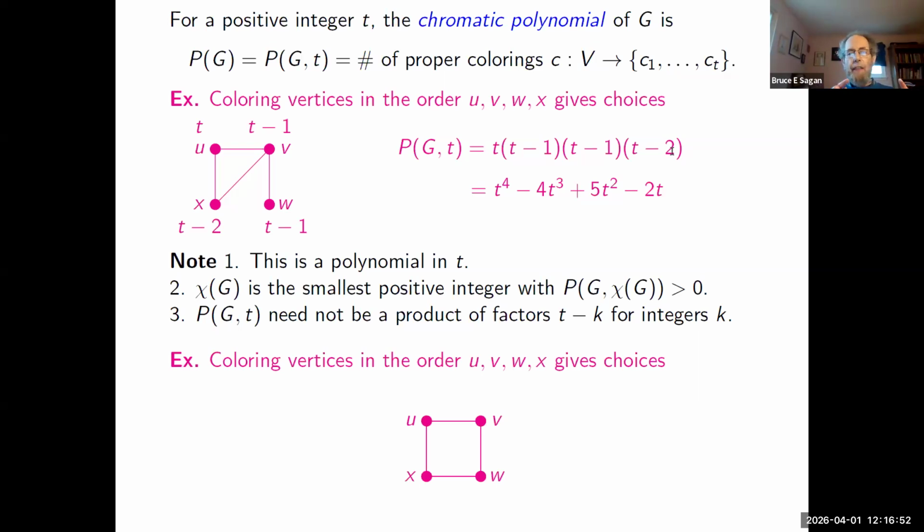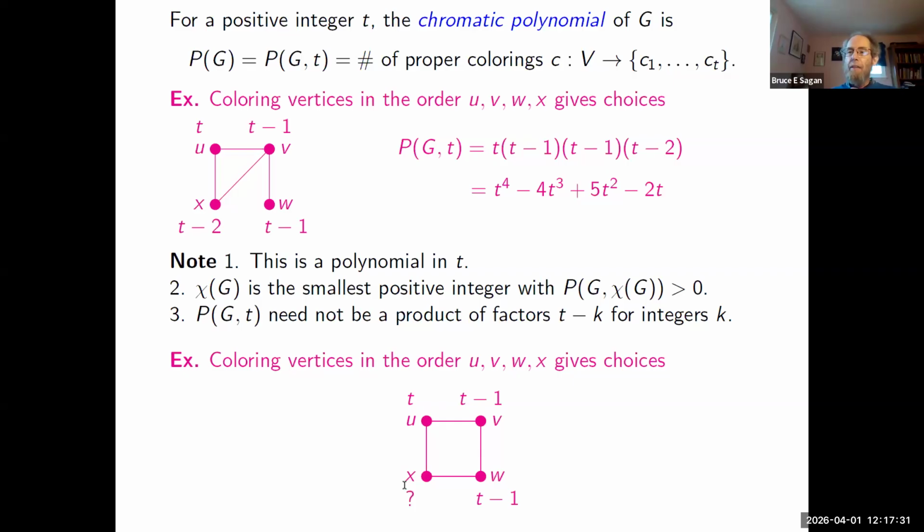Start coloring the vertices of this cycle in the same clockwise order. What's going to happen? We're going to have T ways to color u, T minus 1 ways to color v, just same argument as before. And again, same argument as before says there's T minus 1 ways to color w. But now think about x. We've got a problem at x. What's the problem at x? Well, x is adjacent to these two vertices. But we don't know whether these vertices have the same color, right? They could have the same color because they're not adjacent, or have different colors. So should I put a T minus 1 or a T minus 2 here?